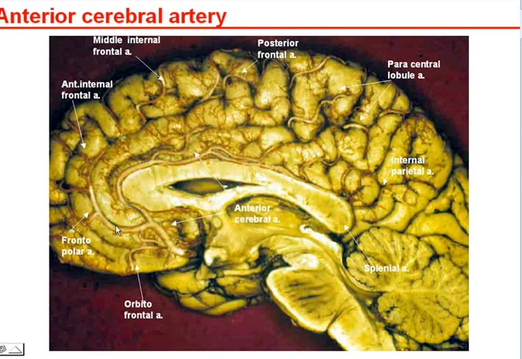So this callosal-marginal artery gives a branch to the frontal polar artery, and the 3 medial or internal frontal arteries, anterior, middle, and posterior frontal arteries, and the paracentral lobule artery.